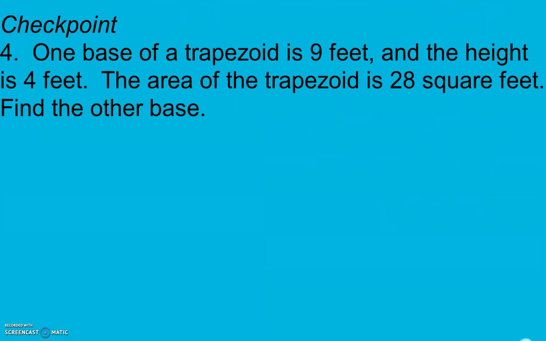Feel free to pause here and give this a try. One base of a trapezoid is 9 feet, and the height is 4 feet. The area of the trapezoid is 28 square feet. Find the other base.